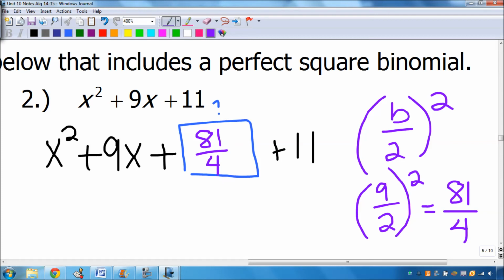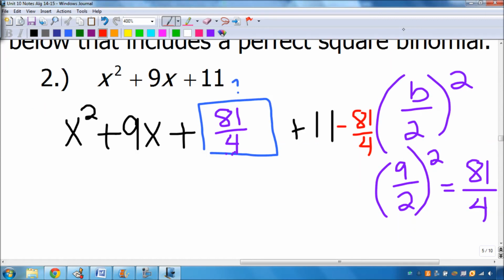But if I'm going to add 81 over 4 right here, I have to balance it out by subtracting 81 over 4 over here. So now the question is, how is this a perfect square trinomial? What number can I square to get 81 over 4, but also double to get 9? And that number is right here. It's your number before you square it. It's the b over 2 value.